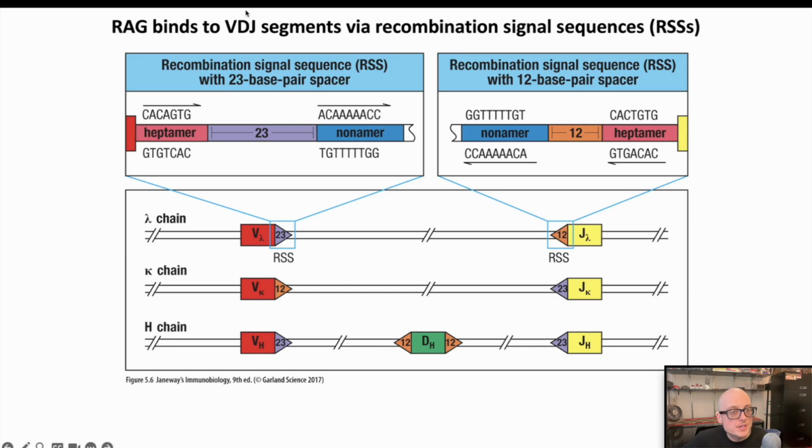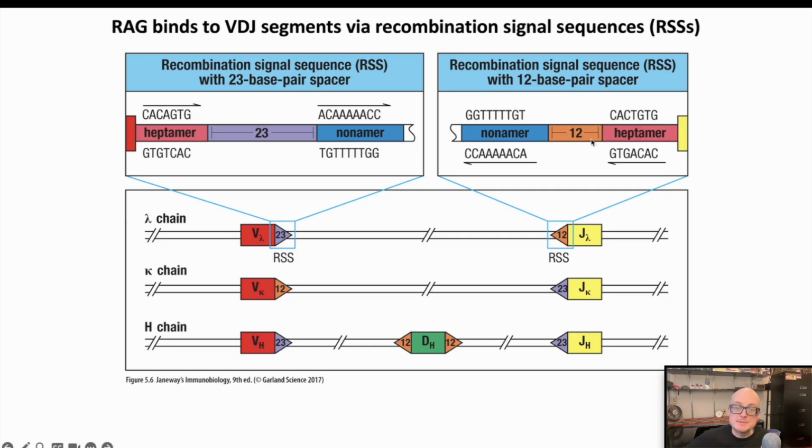The other piece of the recombination signal sequence, though, is called the spacer. And the spacer is made up of a non-conserved sequence of nucleotides. And in this example, we have a 23 base pair spacer, whereas other recombination signal sequences, again, they have a conserved nonamer and heptamer, but they have 12 base pair spacers. And we call them spacer because the point of this region of the recombination signal sequence is actually spatial in nature.